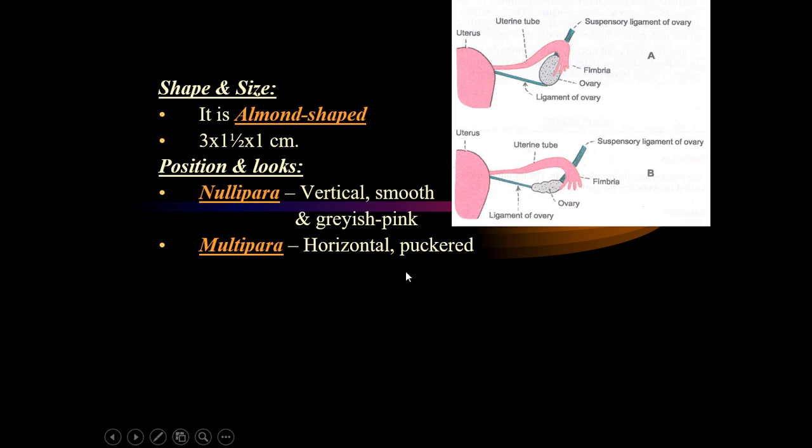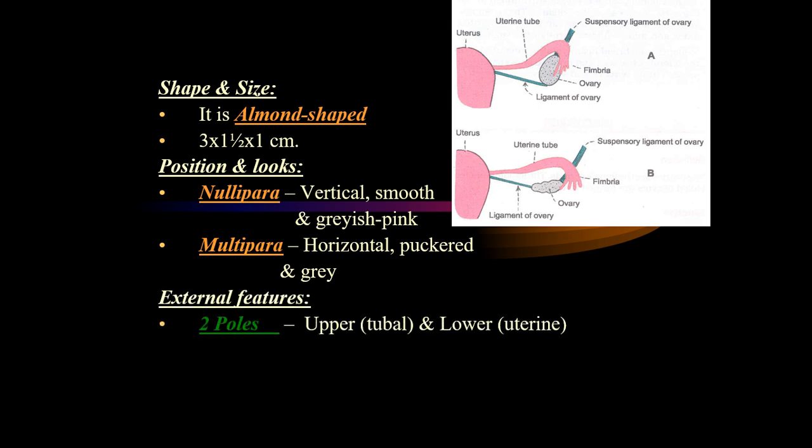That's why the surface will be uneven or puckered, and the color will be almost grayish because of the frequent release of oocytes and a lot of pregnancies and other things. It becomes almost grayish in color. So this is the position and look of the ovary in case of the nullipara as well as the multipara.